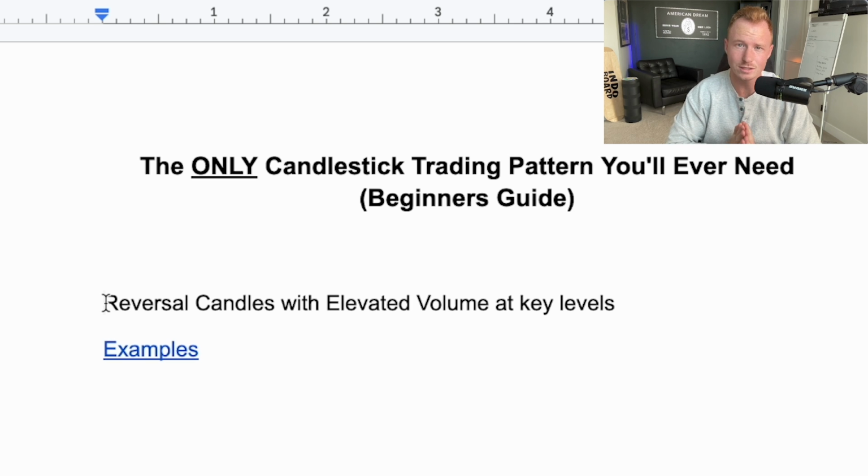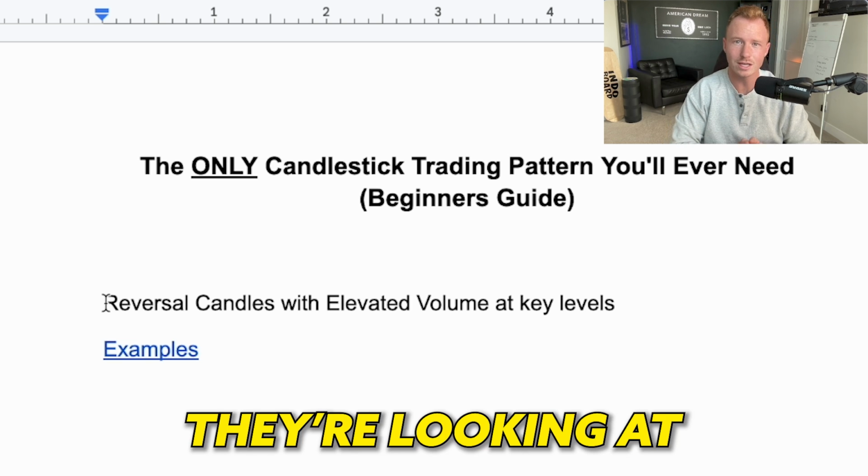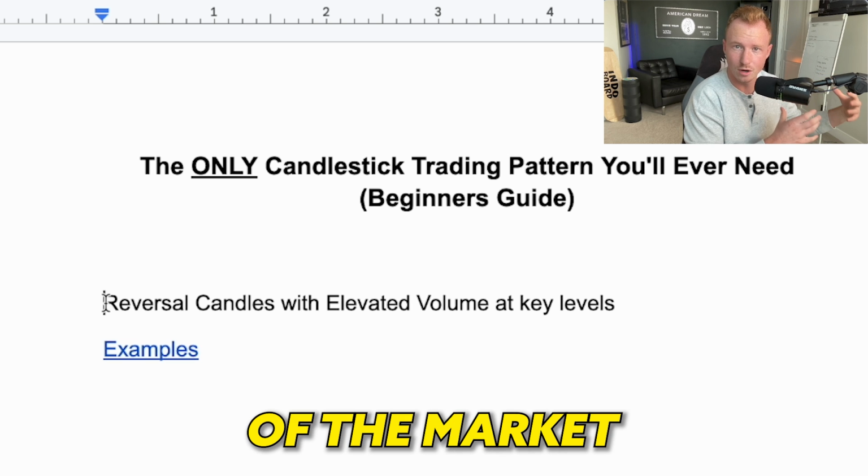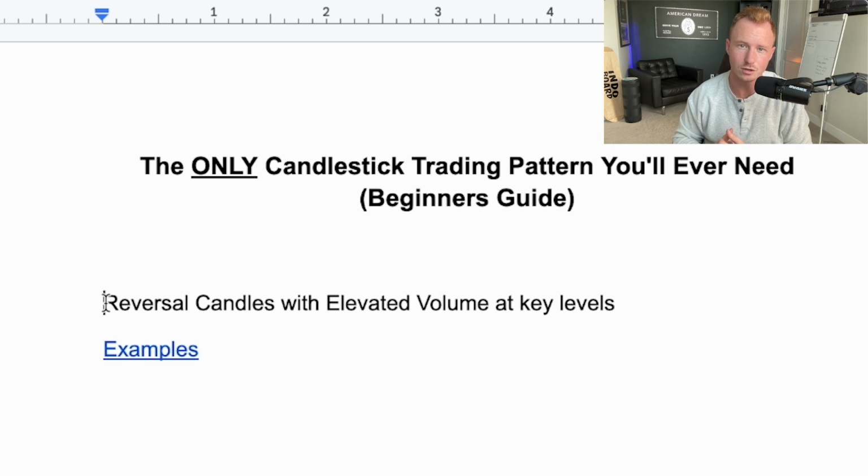You think institutions and hedge funds just look at candlesticks to enter billions of dollars worth of money on their trades? No, they're looking at what the buyers and sellers are doing. They're looking at who's in control of the market, and then they're following who's in control. And obviously they're able to kind of control the market a little bit better than we can, because they can move the market, right? Because they have so much money.